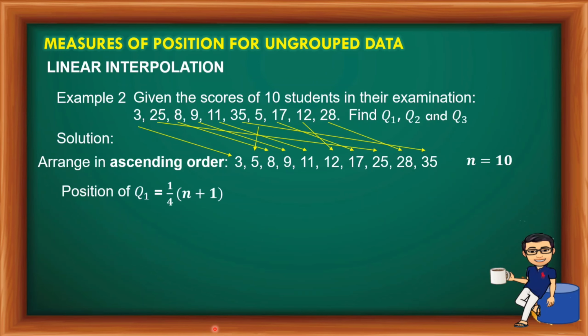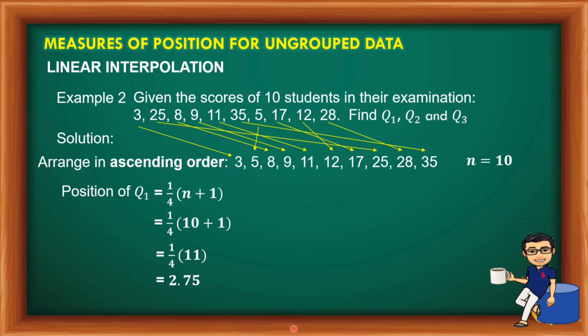So position of quartile 1, same din yun kanina. So gagamitin pa rin natin yung position ng quartile 1 gamit ang same formula, ang n ay 10. So substitute natin ang n sa 10. Kaya magiging 10 plus 1, 11. And 11 times 1 is 11. Divide 4. The answer is 2.75. Again, this is another method.